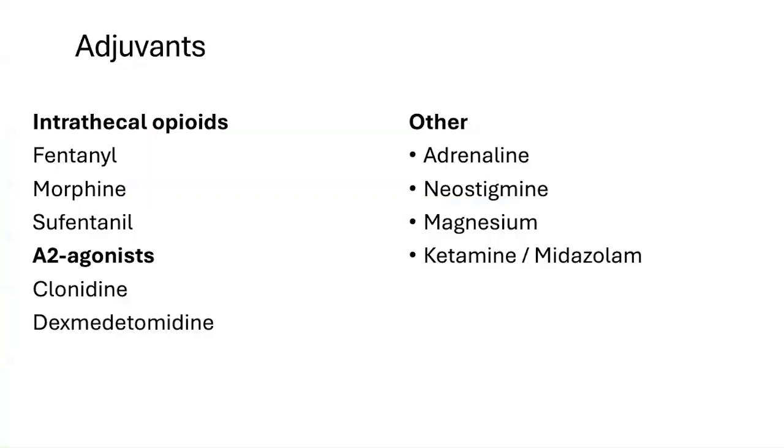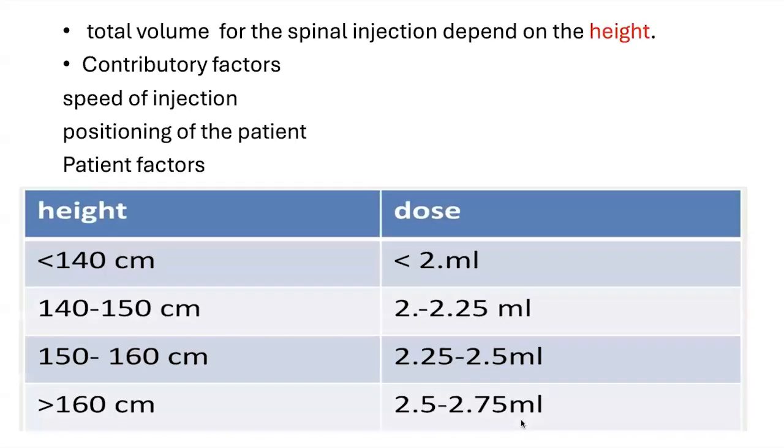There are other adjuvants also: alpha-2 receptor agonists, clonidine, dexmedetomidine, and adrenaline, neostigmine, magnesium, ketamine, and midazolam. I'm not very familiar with adrenaline, neostigmine, magnesium, ketamine, and midazolam. Probably in other countries they may be using them.